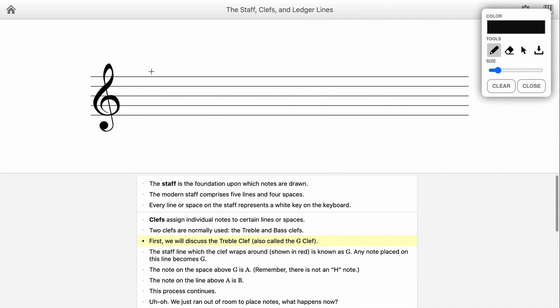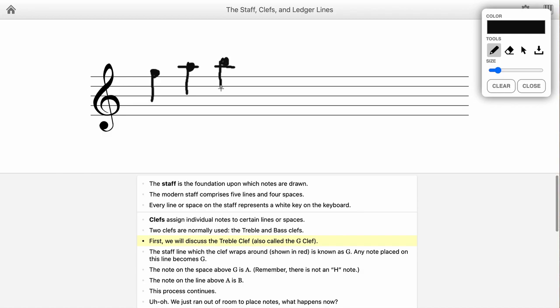For instance, we now know that a note that's drawn on the top space above the F is a G. And we know if we want to go higher, we have to draw a ledger line and then put a note on the ledger line, and there's our A. But we could still go higher. First we draw our ledger line, and then we put a note on the space above it. That note becomes a B.